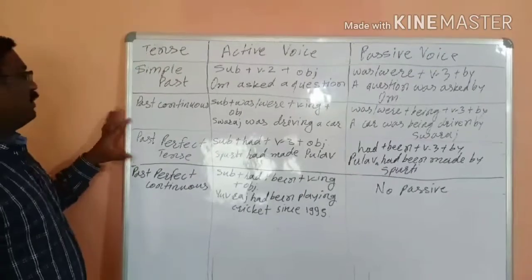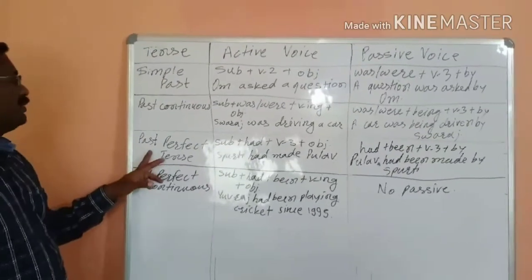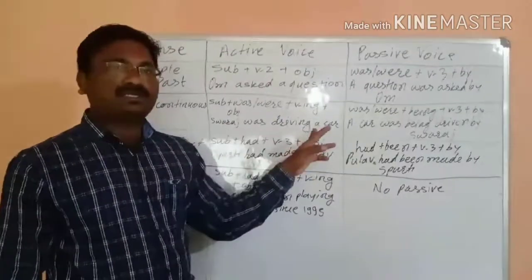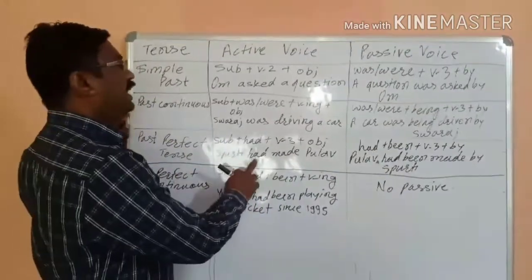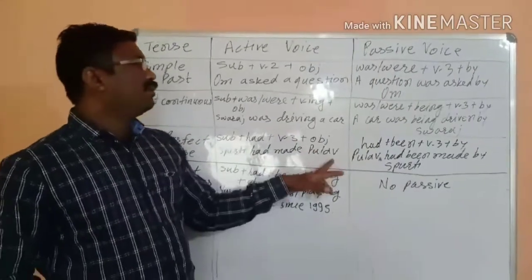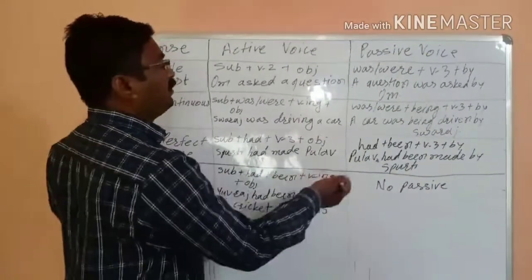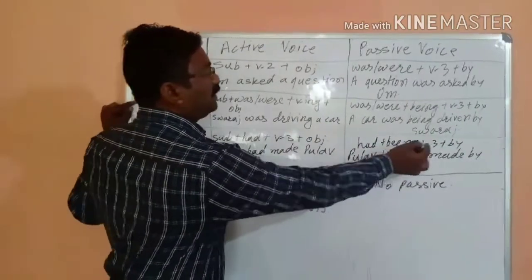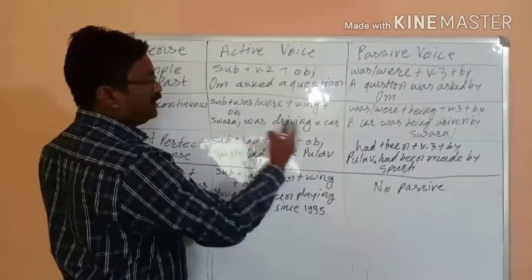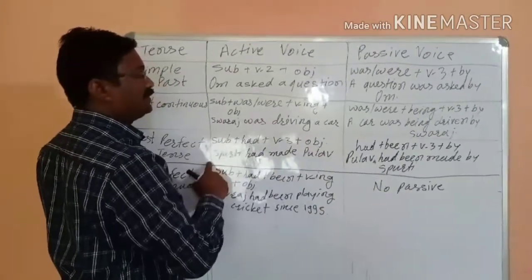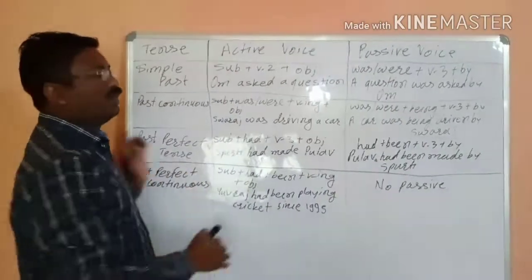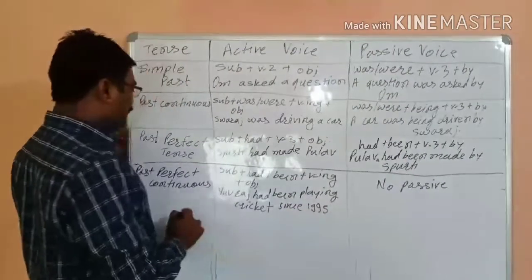Look at the past perfect tense. Past perfect tense we use subject plus had plus V3 plus object. Spurti had made pulao. So here in passive voice you will find had plus been plus V3 plus by. You will find Spurti will go in place of object and object will come in place of subject. So pulao had been made by Spurti.